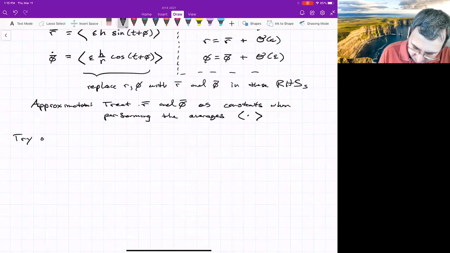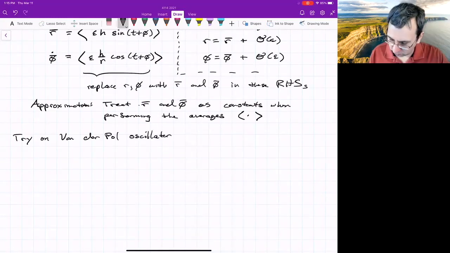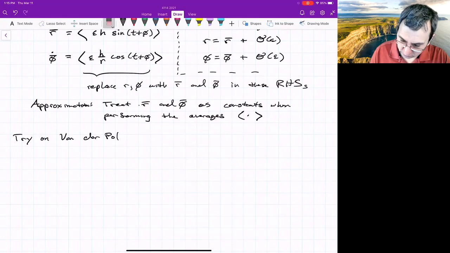So let's try it on the van der Pol oscillator. Van der Pol, well, I should say van der Pol equation. We don't know if it oscillates. Well, we do. We know.